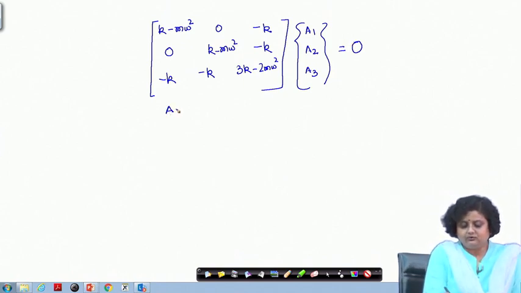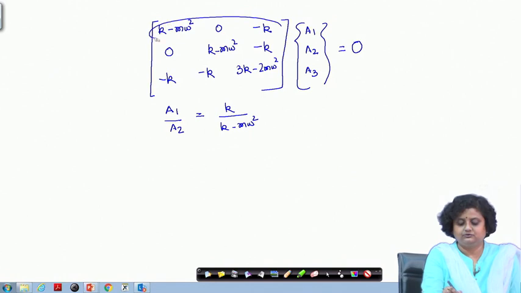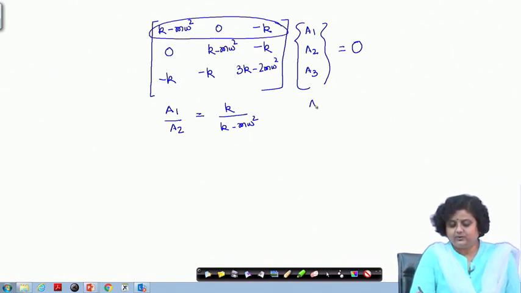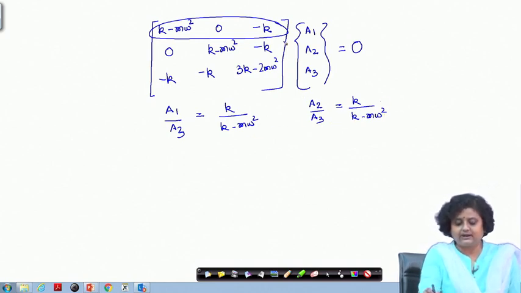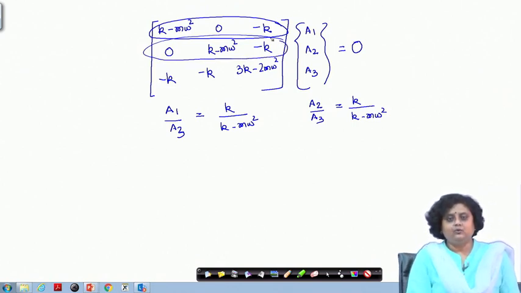A1 by A3 is always going to be k by k minus m omega square. This is what we get from the first row of the equation. The next equation that we get is A2 by A3 is going to be k by k minus m omega square. We are going to substitute the value of omega into these two expressions, which have been derived from this equation, and find the numerical values, which would be the ratio of A1 and A3 as well as the ratio of A2 and A3. By finding these ratios, we can obtain the mode shape for each natural frequency.